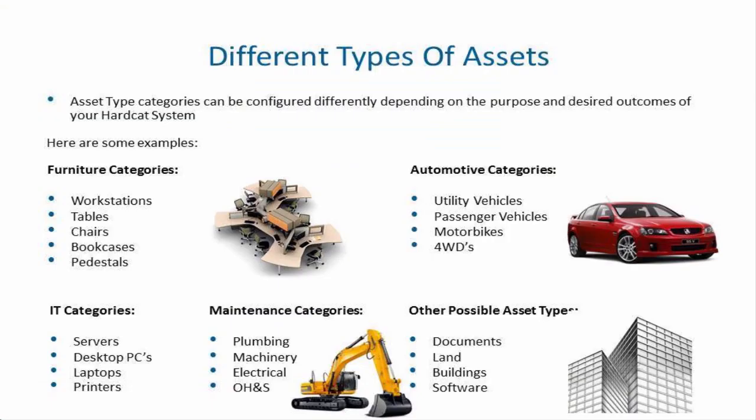Hardcat allows for any type of asset type to be created within the system. The system is only limited via your organization's types and categories of assets. Some of the typical examples of asset types we have within Hardcat systems are furniture and fitting categories, automotive categories, IT categories, maintenance categories, including plant and equipment, and other possible types including land, buildings, and other types of documents.